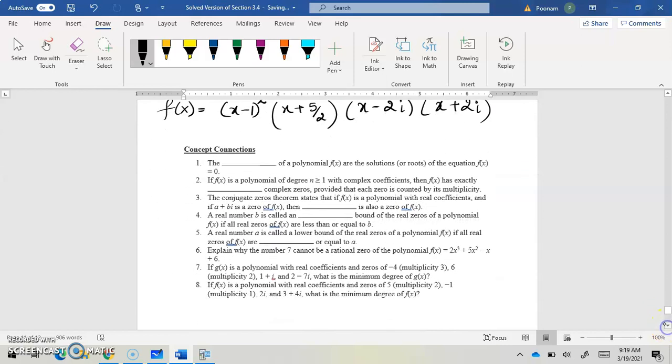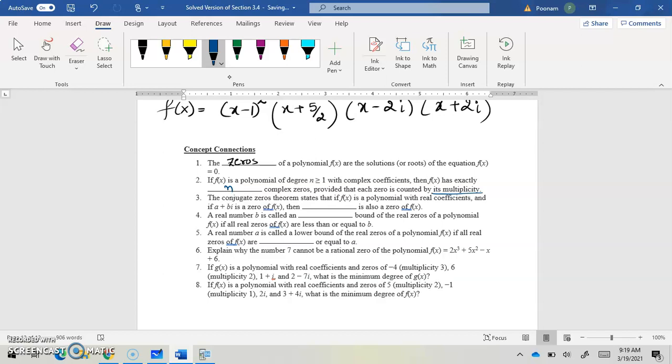So that completes our section 3.4. Let's do the concept connections. The zeros of a polynomial are the solutions of the equation f of x equal to 0. If f of x is a polynomial of degree n more than or equal to 1 with complex coefficients, then f of x has exactly n complex zeros. The degree tells you the number of zeros, provided that each zero is counted by its multiplicity.